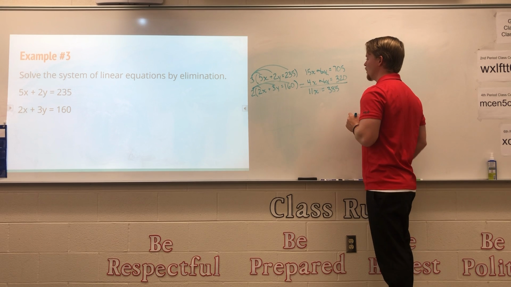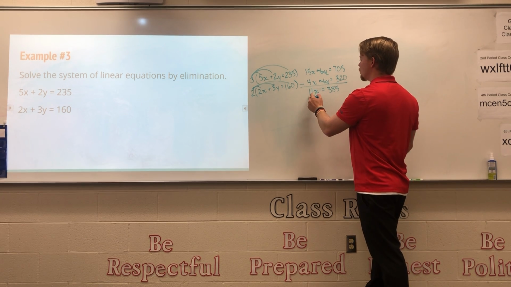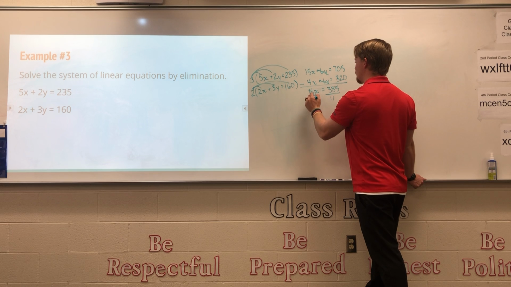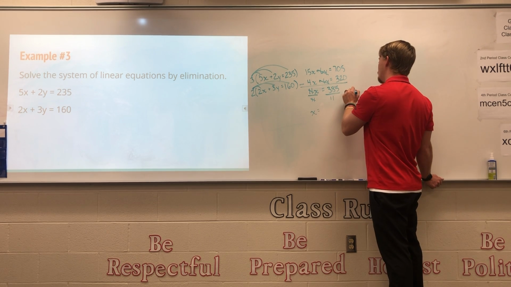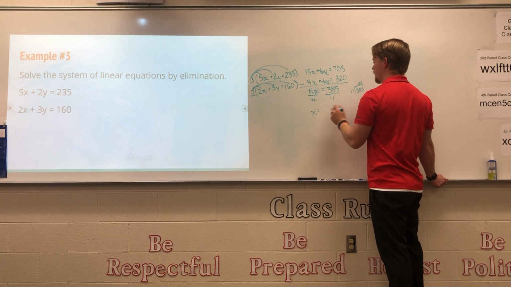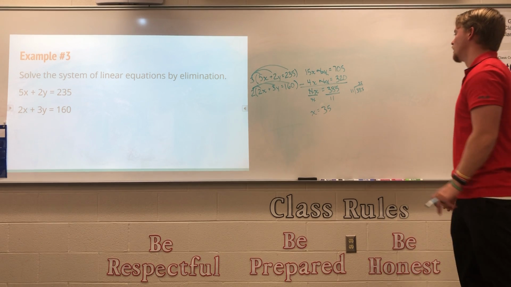Okay, so after that, we're going to divide both sides by 11. So then we'll have the 11's cancel out, and x will equal, again, if you don't have a calculator, you can just work this out on the side. When you work that out, you should get 35 for x. So x will equal 35.